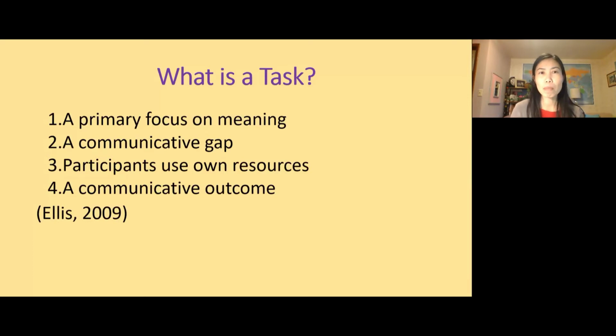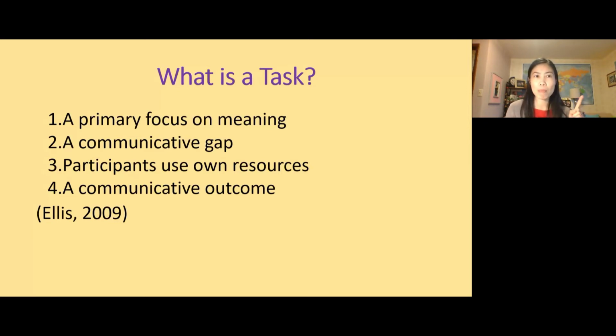Now I would like to explain the different criteria of a task according to ALICE 2009. By the way, Alice was my doctoral supervisor when I was doing my doctorate in TESOL, and my dissertation was on task engagement. I like these criteria because they are quite specific. So these are the four criteria.